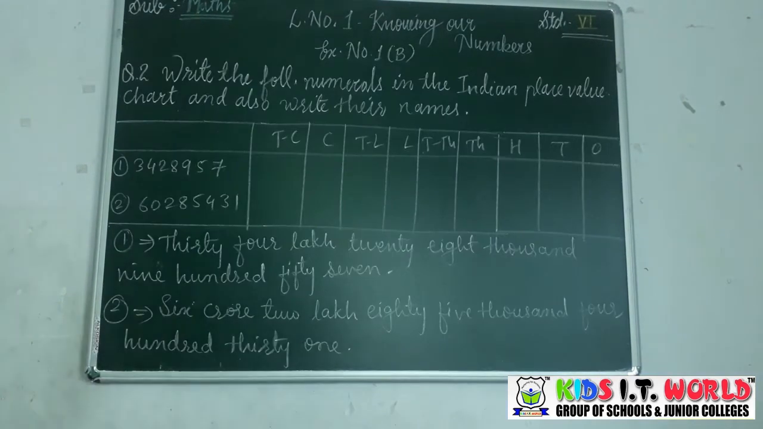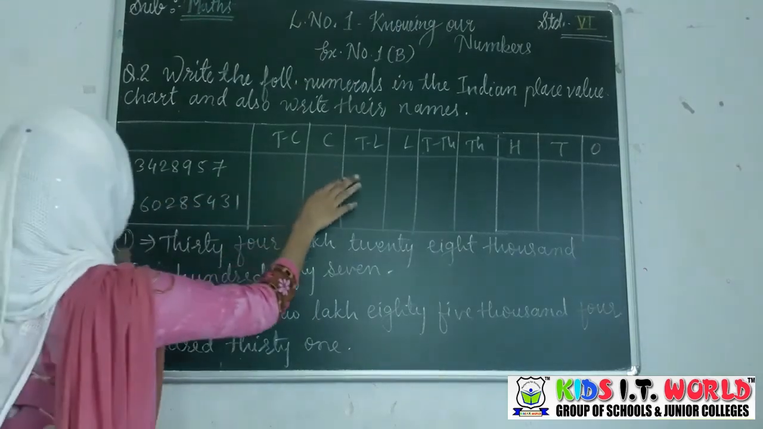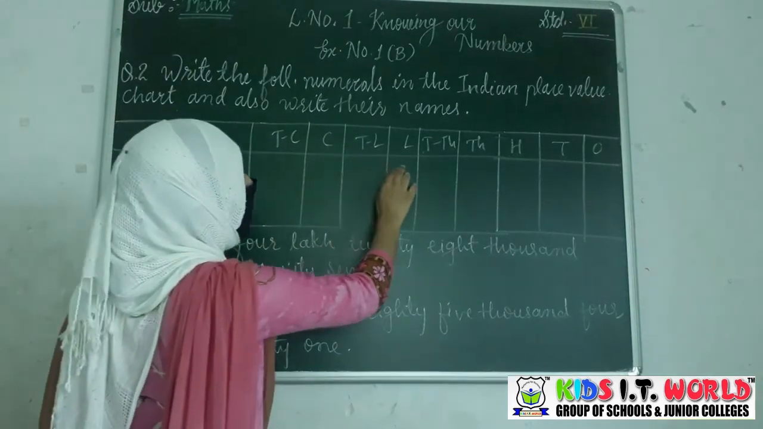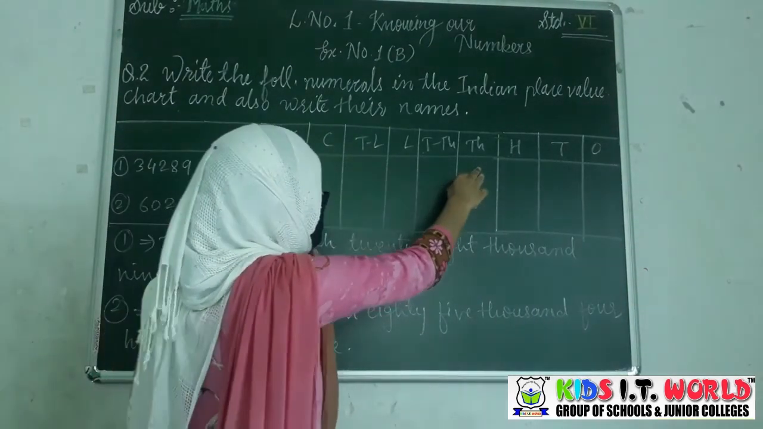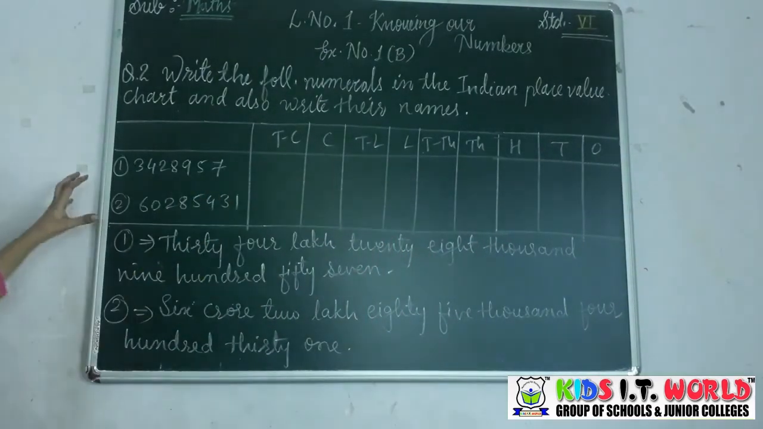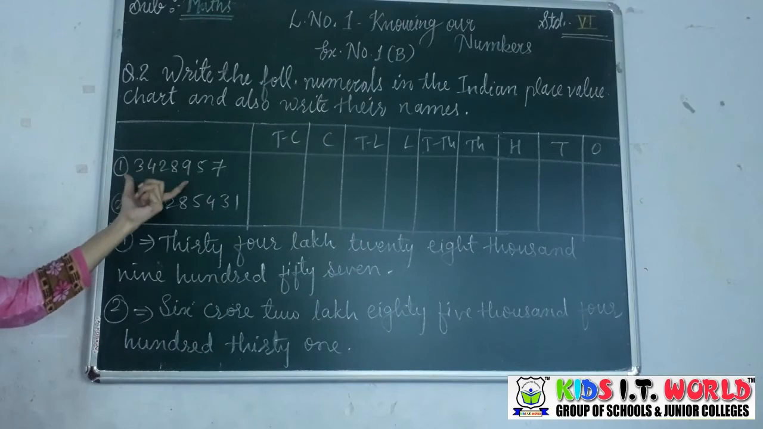Now here in the next exercise you have to write the following numerals in the Indian place value chart, and also you have to write their names. As in the previous exercise I told you about the Indian place value chart, in this way you have to draw the Indian place value chart, which is starting from the 10 crore, 10 lakh, 10,000, 100, tens and ones. In this way you have to draw the columns with the help of pencil and scale. Write down the question in this bracket.